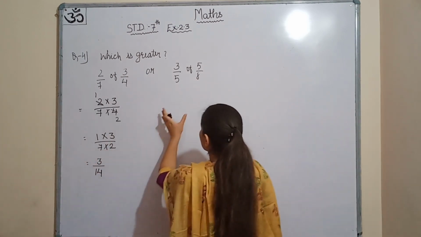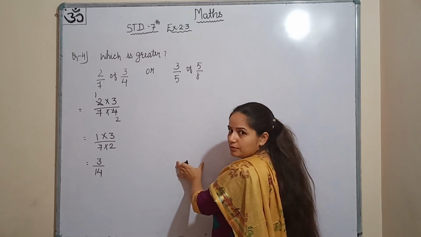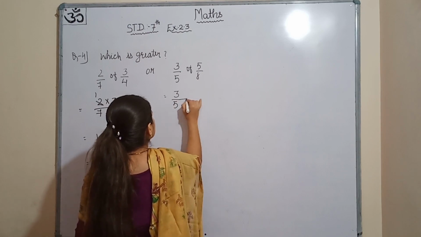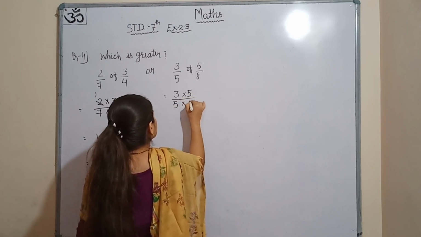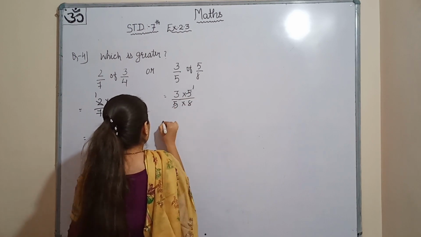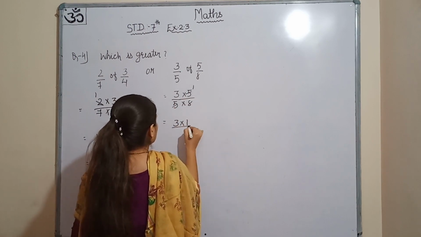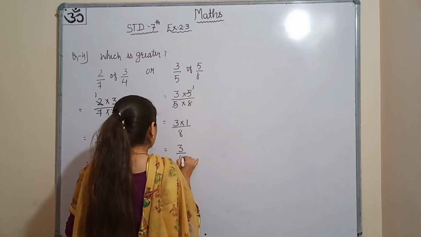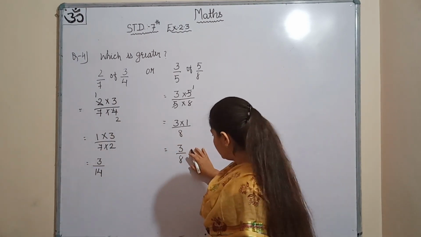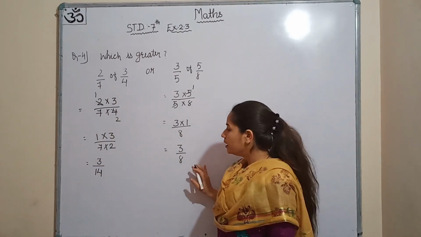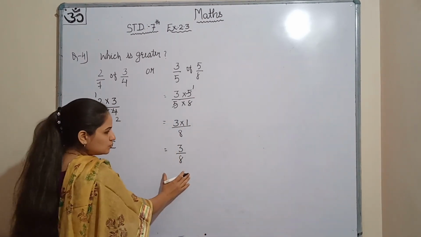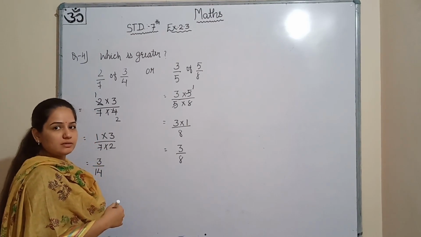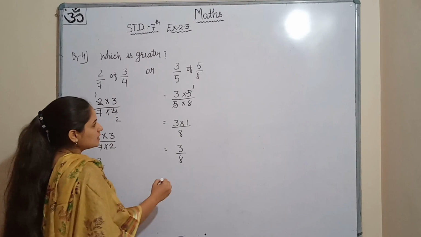Now the other pair of fractions we will have to solve. Five ones are 5. The remaining numbers are 3 into 1 and 8. So here the answer is 3 upon 8. Now you have obtained these two numbers, and from these two numbers you have to answer which one is greater.